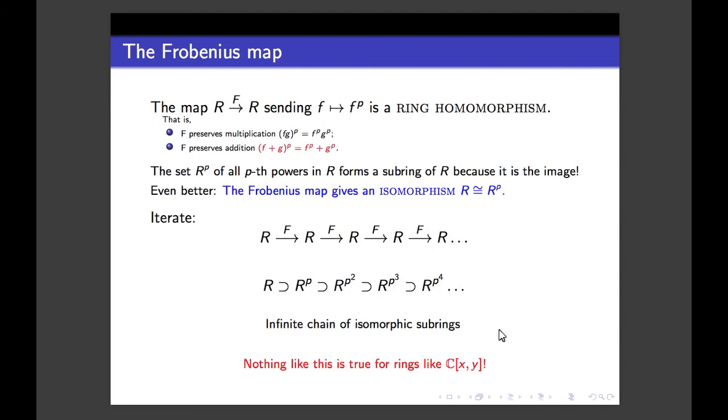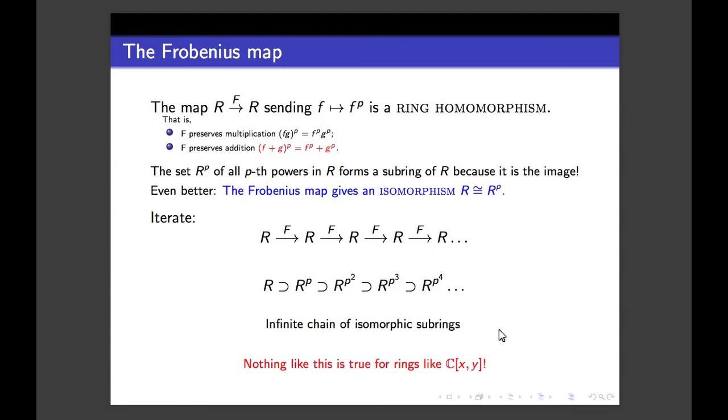And so, as long as you're in, let's say, a domain, where f to the p is 0 only if f is 0, then that kernel is 0, and that tells us this is actually an isomorphism. So what we have here is an infinite chain of isomorphic subrings, but they're somehow getting smaller and smaller and smaller. I think of it as looking at the ring through a microscope somehow.